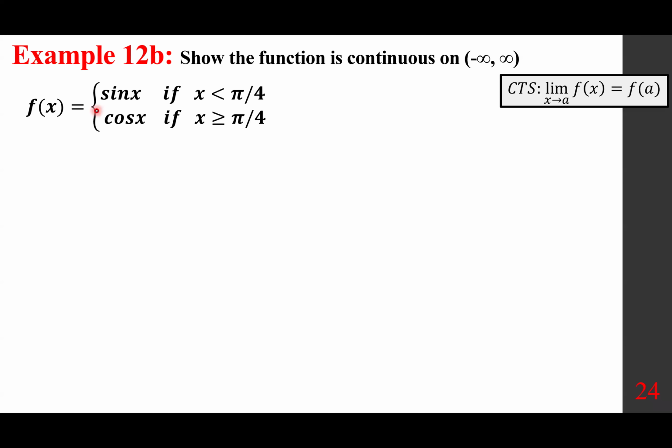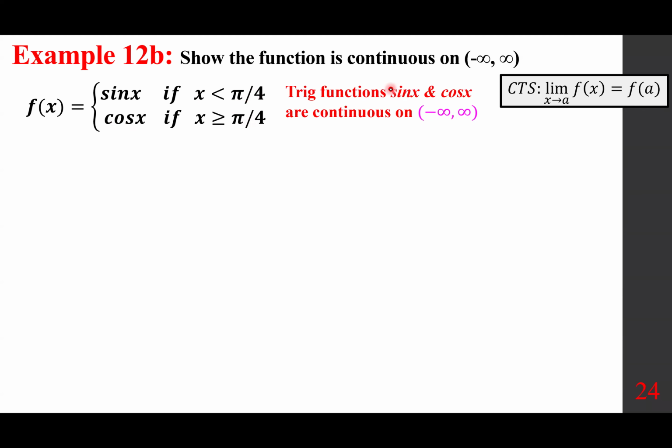F of x is sine x if x is less than or equal to pi over 4, cosine x if x is larger than or equal to pi over 4. And we need to recognize each piece of this piecewise defined function as a trigonometric function. Sine and cosine both have domains from negative to positive infinity. So each piece is continuous entirely from negative infinity to infinity. Therefore, this is continuous from negative infinity to pi over 4. This is continuous from pi over 4 to infinity. The only thing we need to check is the endpoint, namely pi over 4.